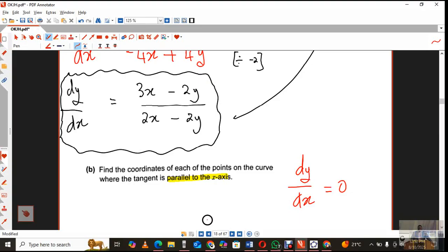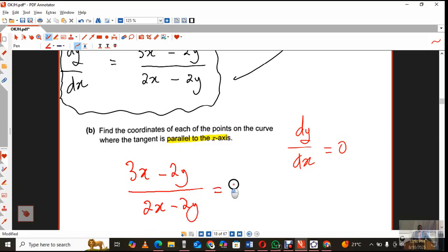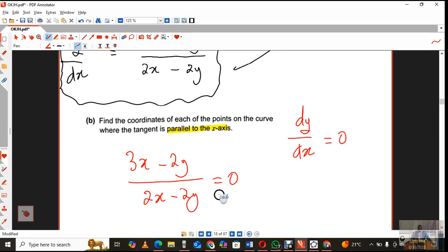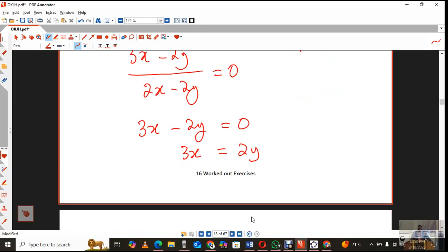Okay, so that means we are going to set our gradient, which was 3x minus 2y, remember, over 2x minus 2y. We're going to let it equal to 0 and multiply that whole denominator by that 0. That will just leave us with 3x minus 2y is equal to 0. Here you have got 3x is equal to 2y. Then dividing throughout by 3 will provide us a point. We'll get that x is equal to 2 over 3y.